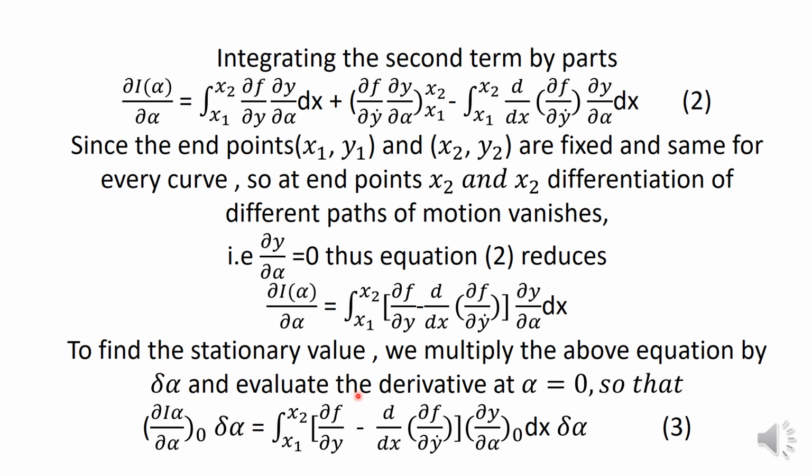To find the stationary value, we multiply the above equation by δα and evaluate the derivative at α equal to 0, so that ∂I/∂α at 0 times δα is equal to the integral from x1 to x2 of [∂f/∂y minus d/dx (∂f/∂ẏ)] ∂y/∂α at 0 dx δα. This is equation number 3.